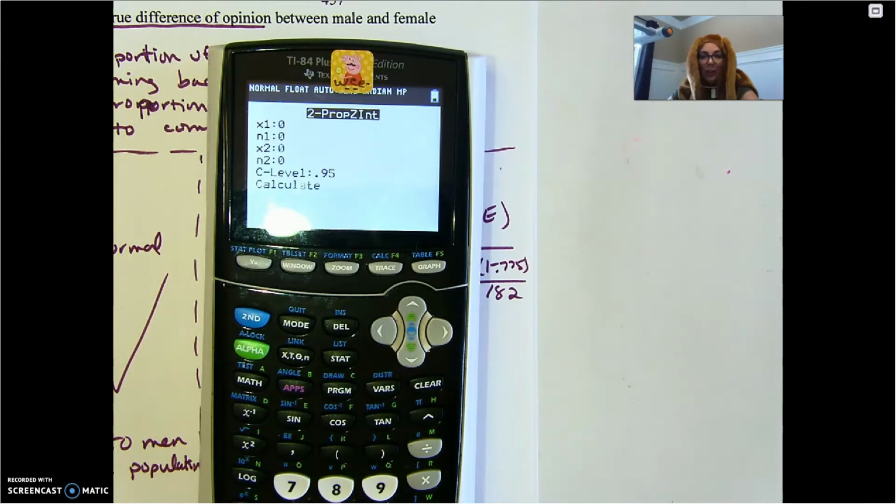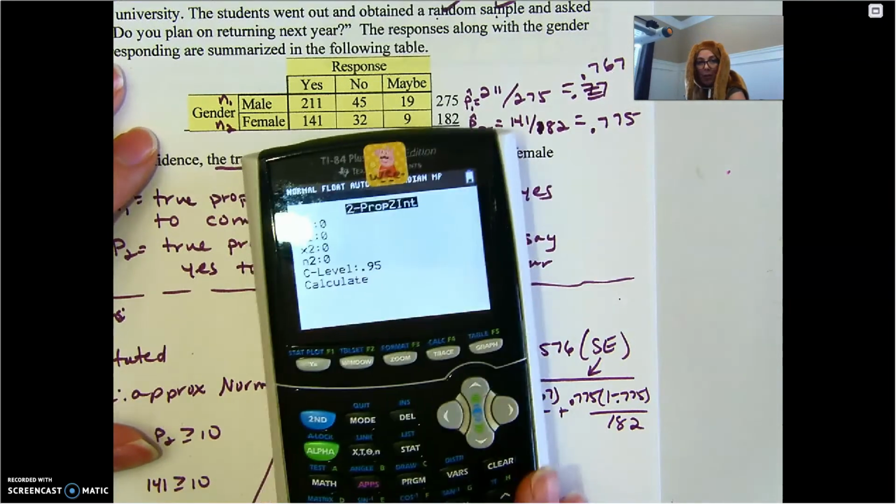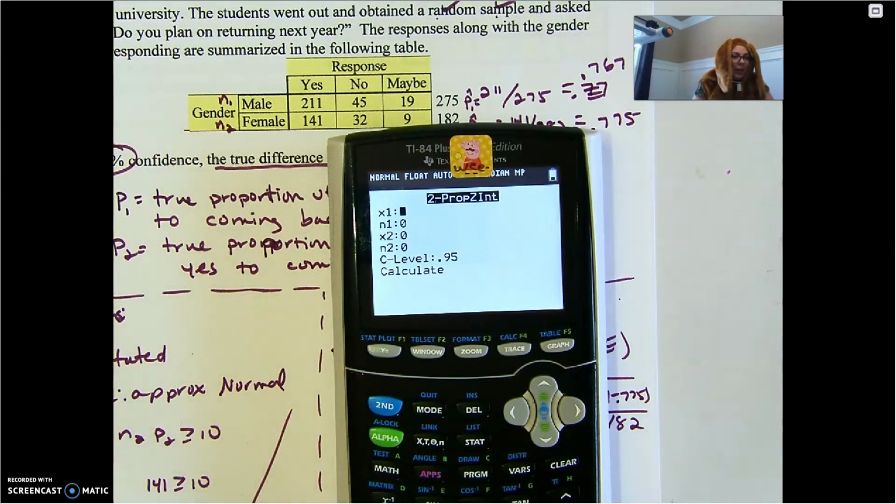Once you're in there, it's going to ask for details about your sample. The first sample was males. We had 211.